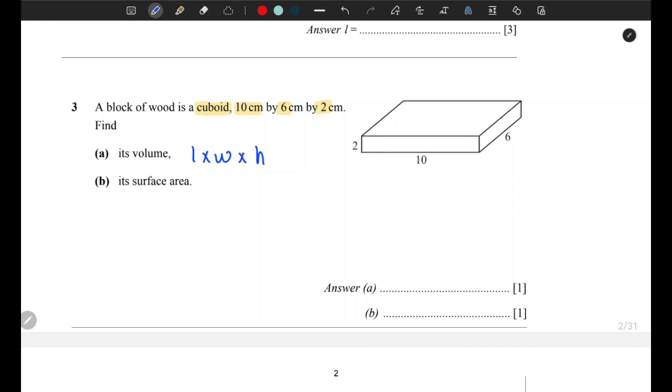So we have all three units given to us, so we can do length, which is 10, into width, which is 6, into height, which is 2. 10 times 6 is 60, 60 into 2 is 120.